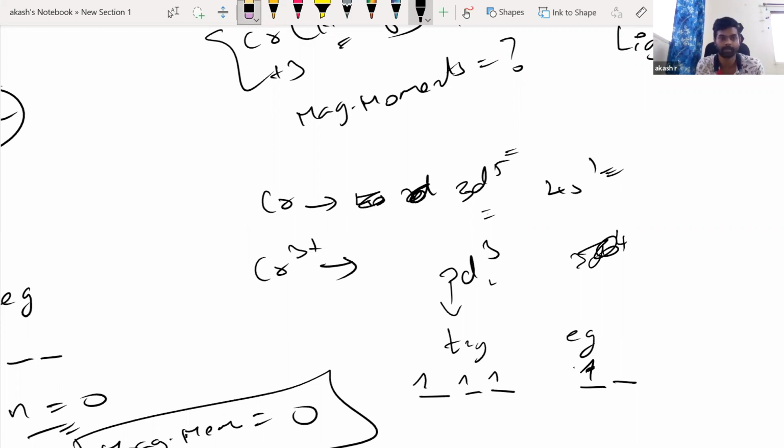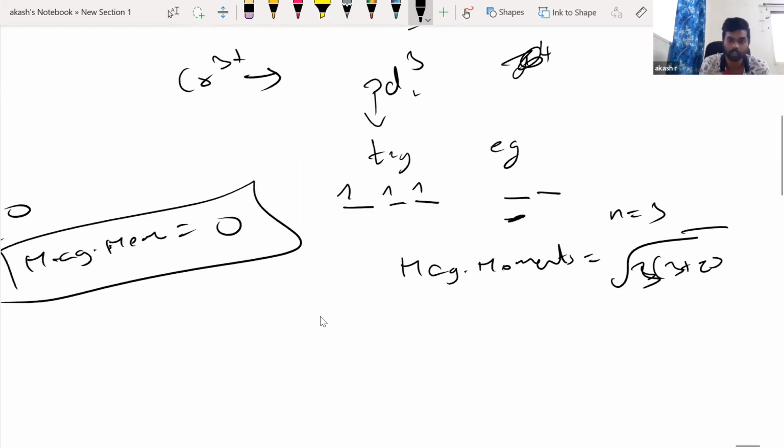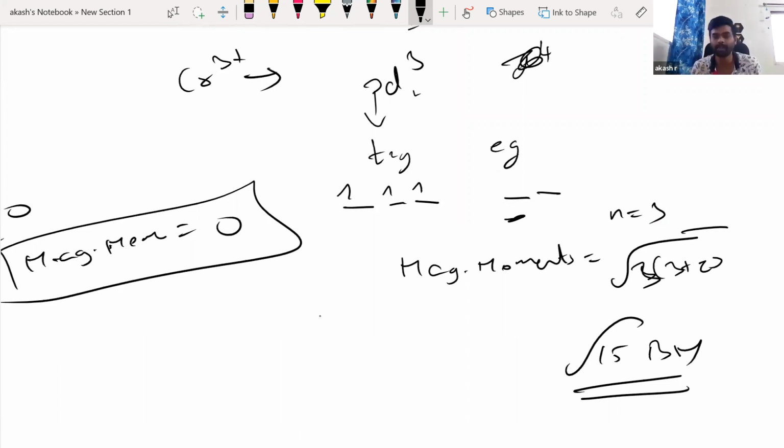So if it was 3d4, I would have put the electron here. But it's only 3d3. So that's it. Now you have to calculate the magnetic moment. Magnetic moment is root of n into n plus 2, and n is equal to 3 here. So 3 into 3 plus 2, that is basically 3 into 5. So root 15 BM is the answer to this question. Very simple, right? All that you have to do is find the number of d electrons and put them in t2g and eg, and you are set. Done.